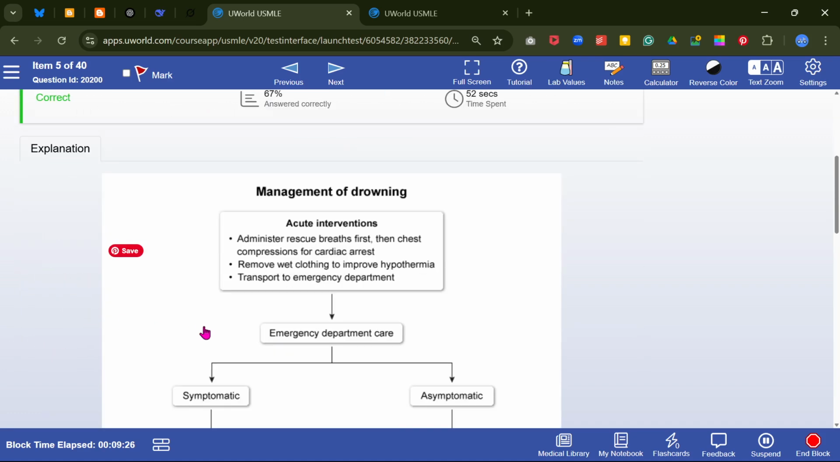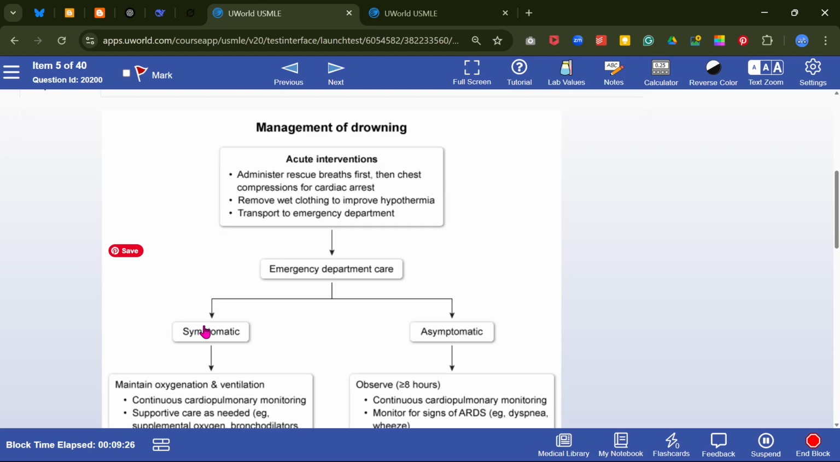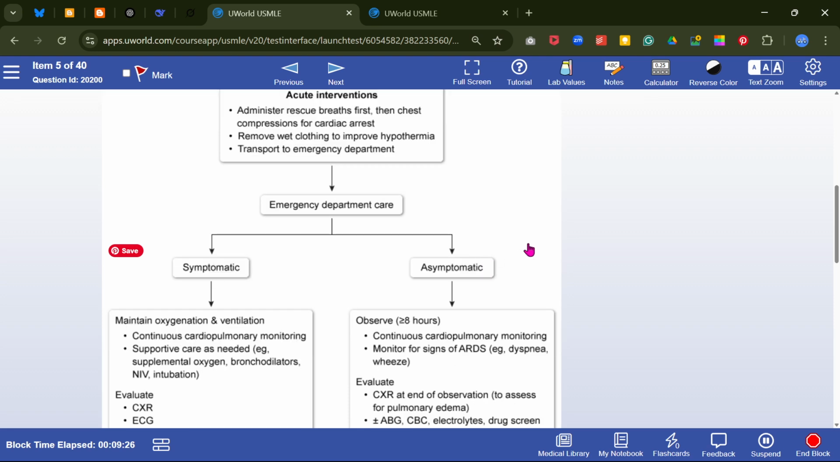Okay. Management of drowning. Administer acute intervention: administer rescue breaths first, then chest compression for cardiac arrest. Remove wet clothing to improve hypothermia. Transport to emergency department.